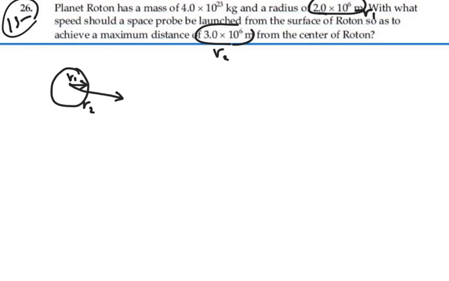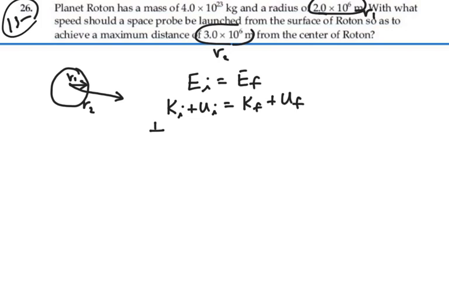And we know that the initial energy should equal the final energy. Our initial energy is the kinetic energy plus the potential energy, and that should equal our final kinetic energy plus our final potential energy. Our initial kinetic energy is right with the launch, 1/2 mass times our launch velocity squared. Our initial potential energy is that for two stationary objects at a distance, in this case, of the radius of Rotan. So that's going to be negative G, mass of the planet, mass of the object, over R1.